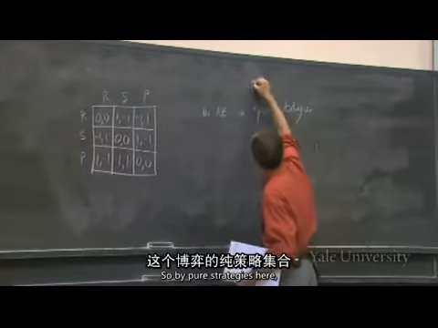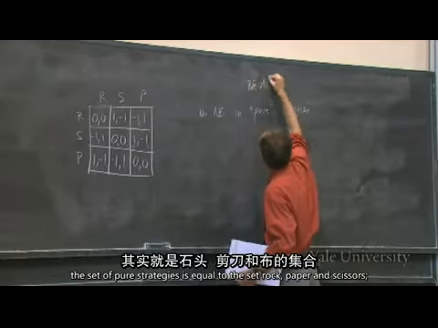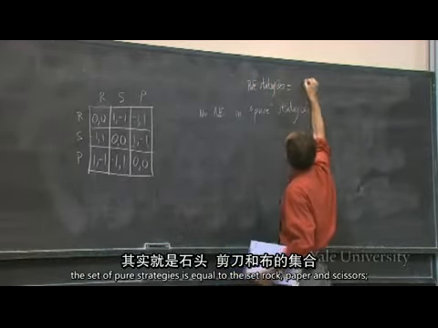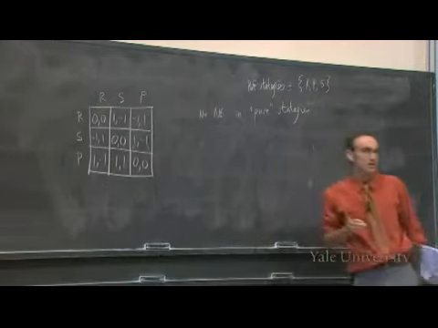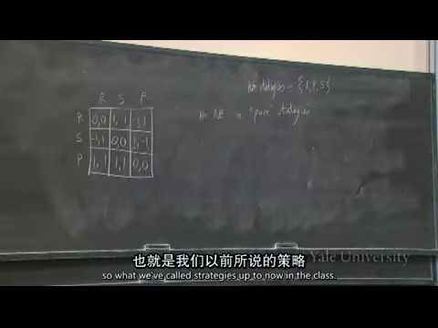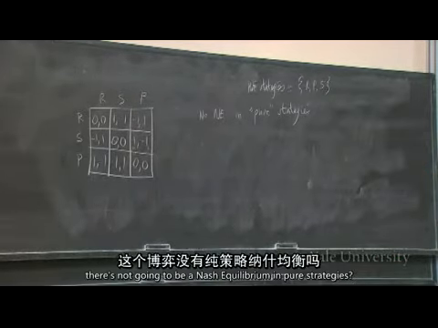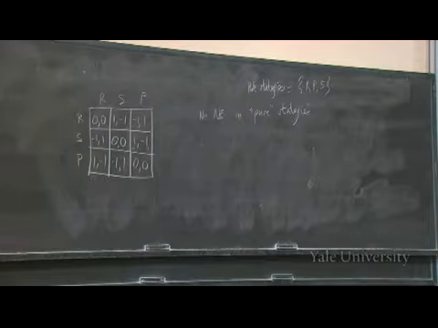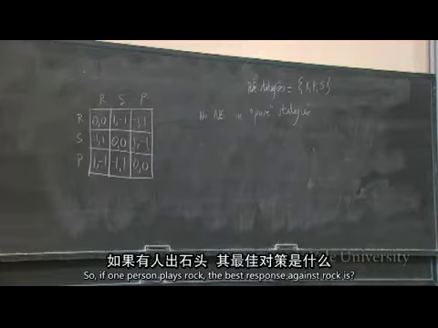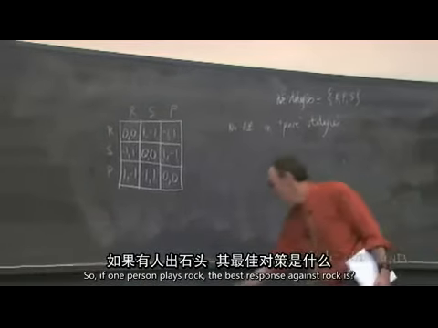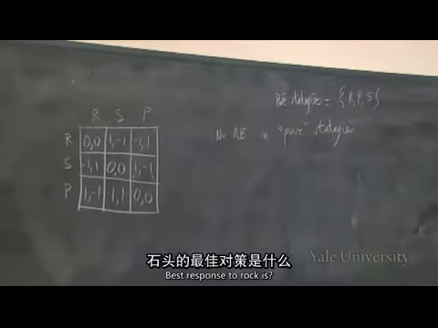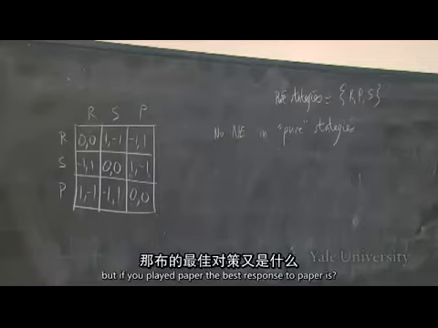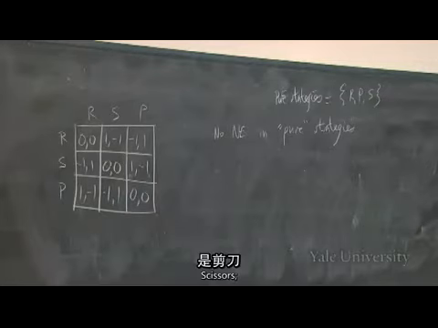So by pure strategies here, the set of pure strategies is equal to the set rock, paper, and scissors. All right? So what we've called strategies up to now in the class. Now, can everyone see why there's not going to be a Nash equilibrium in pure strategies? Let's just talk it through. So if one person plays rock, the best response against rock is... let's try that again. You all know. Best response to rock is paper. All right? But if you played paper, the best response to paper is... and the best response to scissors is... okay, so everyone knows how to play this game.